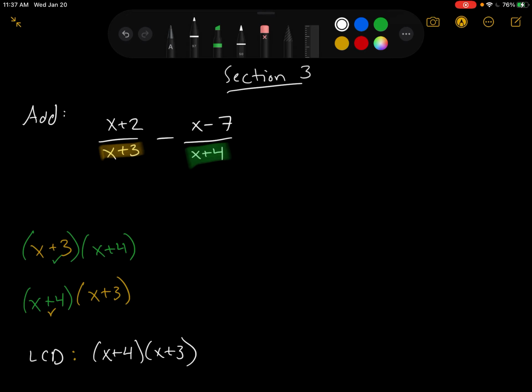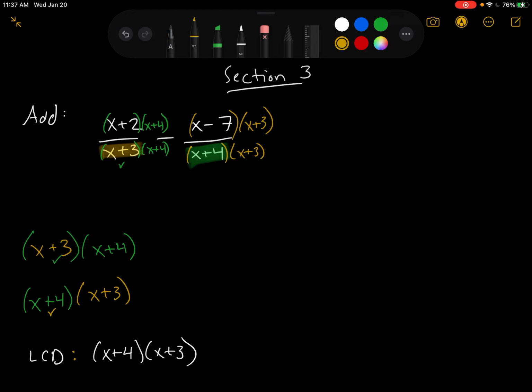Now the advantage of doing this in a color-coded way is we can see, based off of which denominator, what the other one is missing. This one already has our yellow x plus 3, but we're missing our green x plus 4. So we need to make sure that we do that on both the top and the bottom here to keep balance. Same thing for our next one. We already have our green x plus 4, but we are missing our yellow x plus 3. So we need to make sure that we are multiplying again by the same thing on both the top and the bottom.